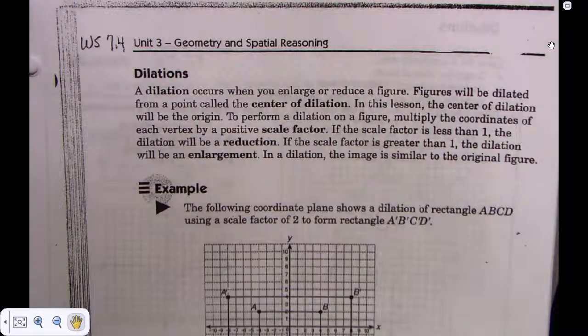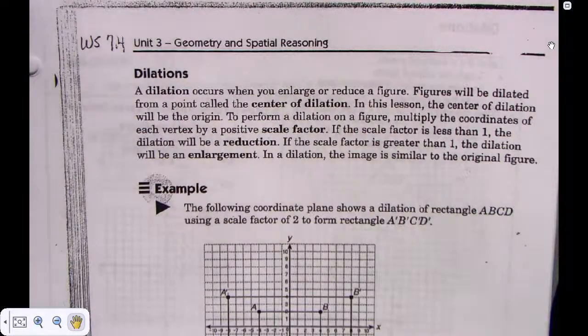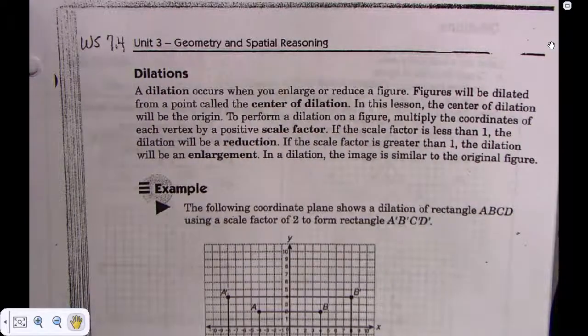How about that? When we rotated, the center of rotation was the origin, right? It's going to be the same way today on dilation. That means we can use the coordinates again. That's the trick. When the center of dilation is the origin, you can use the coordinates of the vertices.